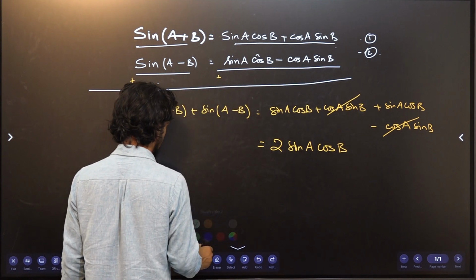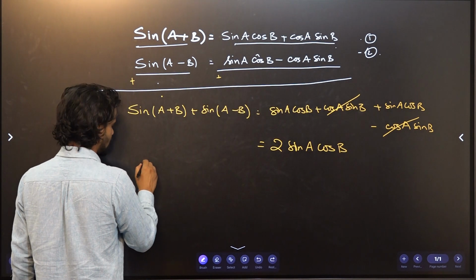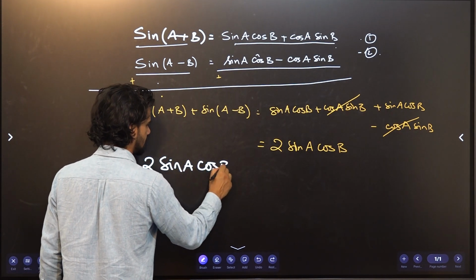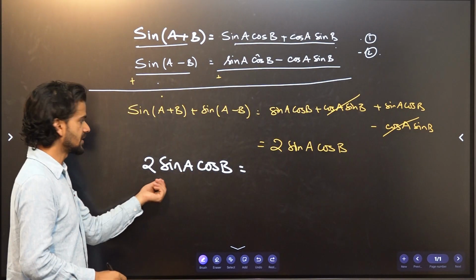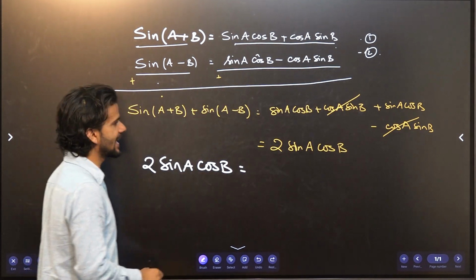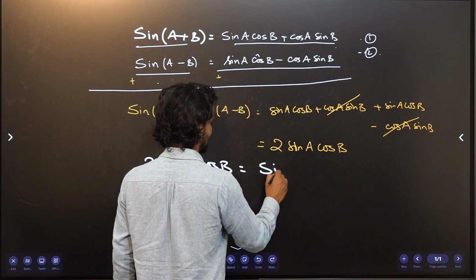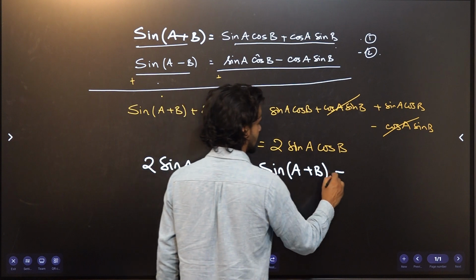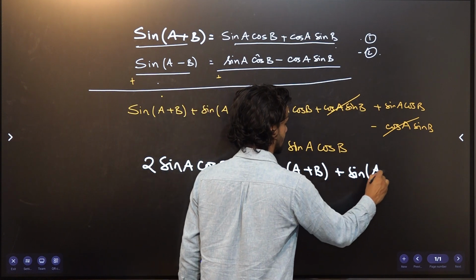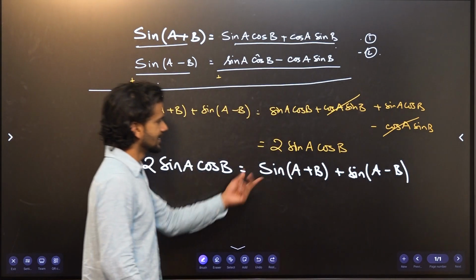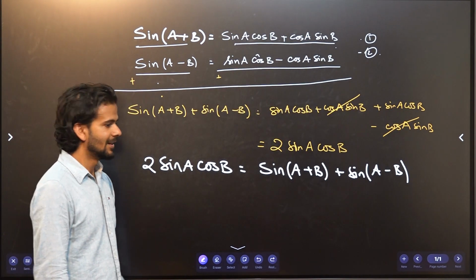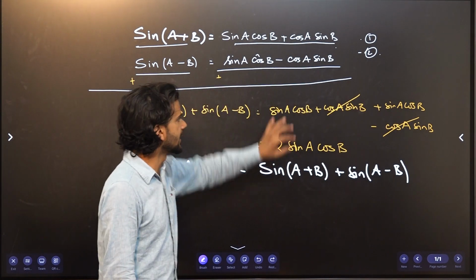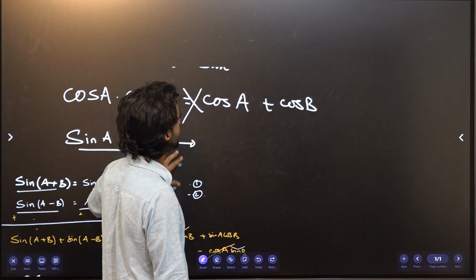Therefore, you see, 2 sine A cos B, that's the product of sine A and cos B, can be written as sine A plus B plus sine A minus B. This is the sum form. Product is equal to sum. And this is the sum form. And that's what we wanted.